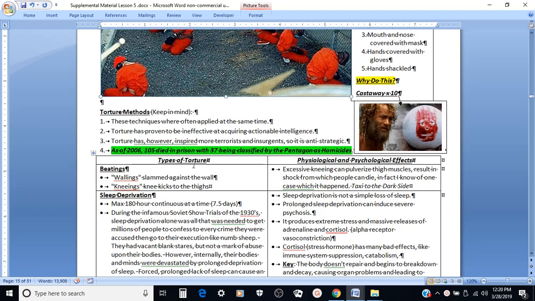So a common torture method was beatings. You can just punch them, or they called it walling, where they're slammed against the wall, or kneeing, where they're kneed in the thighs. Now you may think, well, this isn't that bad, right? Well, people have died from this. In fact, I know one case where a guy died because his thighs were so pulverized from kneeing that he had internal bleeding, and then he went into shock, and then he died.